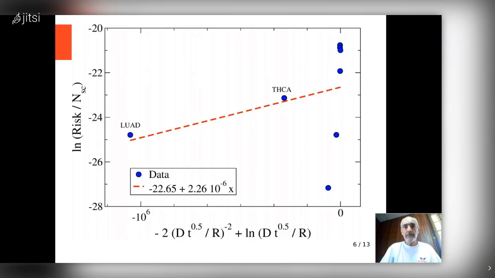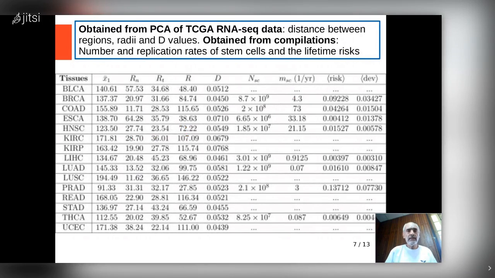Okay, then the next, these are, for example, the parameters. As I mentioned, all these come from the gene expression data processed through principal component analysis, and this data, that is the number of stem cells in the tissue, the replication rate, the mean value of the lifetime cancer risk, and the standard deviation. All these data are taken from compilations, so that there are no free parameters.